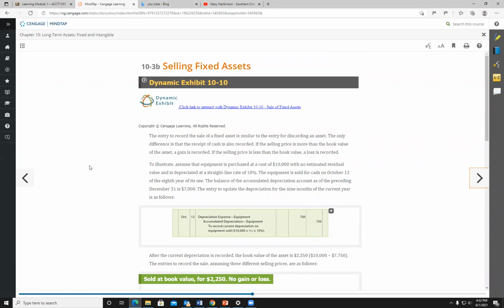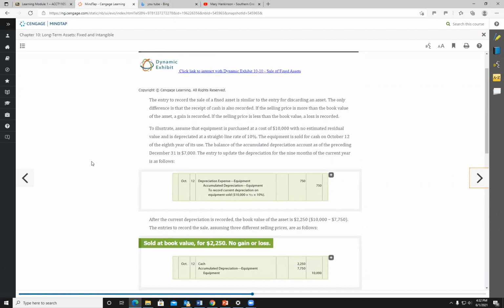So now we're going to talk about selling fixed assets. The entry to record the sale of a fixed asset is similar to the entry for discarding an asset. The only difference is that the receipt of cash is also recorded. If the selling price is more than the book value of the asset, a gain is recorded. If the selling price is less than the book value, a loss is recorded. So let's look at some examples.